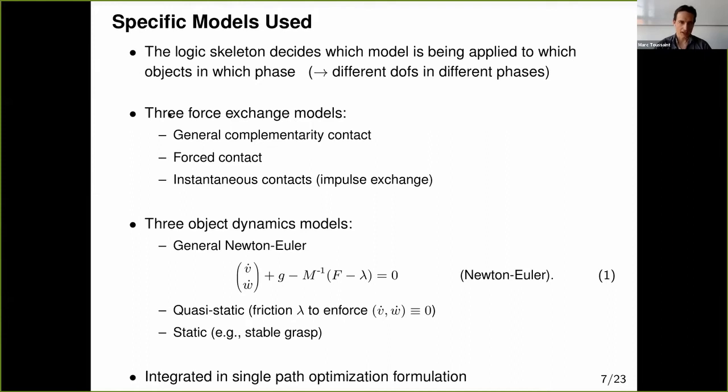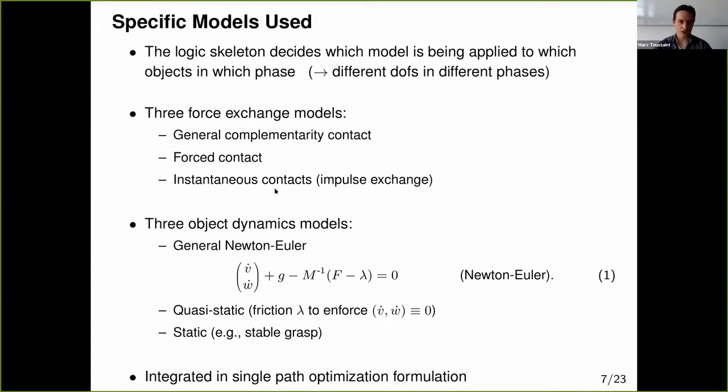Or if some contact is being established, then it creates the degrees of freedom to represent the force interactions between these two objects. And now what concrete equations do we allow this logic to impose on our situation? Well, we have 3 different force exchange models. And the most general fundamental one is the general complementarity contact, just like POSA essentially. I'll explain it in a second. And then some simplifications on that. Namely, to say it's not complementarity, but actually the logic says it's forced. So you need to have contact. So we constrain really the distance to be 0.